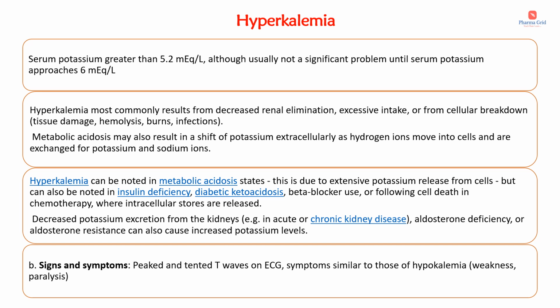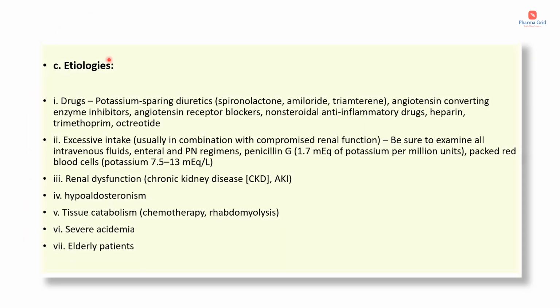Signs and symptoms of hyperkalemia include peaked and tented T waves on ECG, then symptoms similar to those of hypokalemia, which includes weakness, paralysis, etc. So in this slide, I have summarized the etiologies behind hyperkalemia. So first one is drugs, which includes potassium sparing diuretics such as spironolactone, amiloride, triamterene, then angiotensin converting enzyme inhibitors, angiotensin receptor blockers, NSAIDs, heparin, trimethoprim, octreotide.